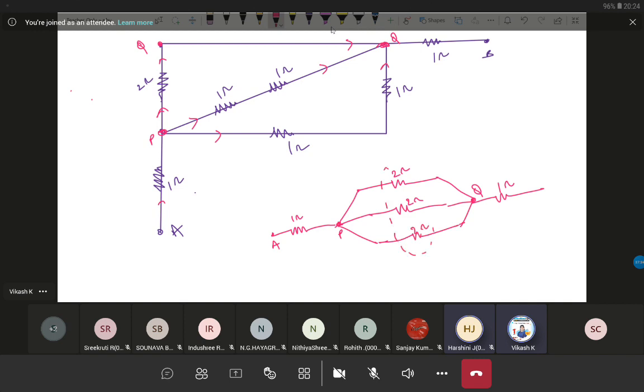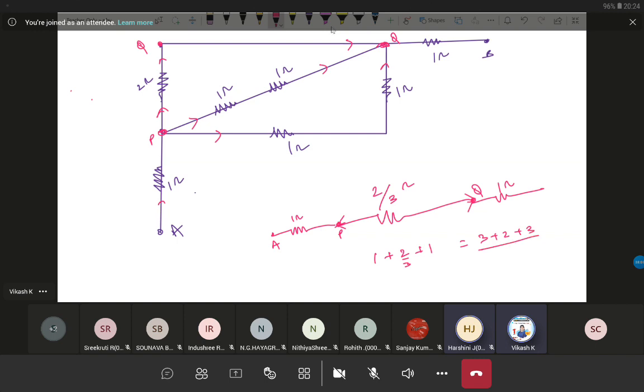Now if you look at these 3 resistances connected in parallel, what is R equivalent? 1 by 2 plus 1 by 2 plus 1 by 2, 3 by 2 equal to 1 by R, so R equals 2 by 3. So instead of all these, can I write only one resistance of 2 by 3 ohm? Now all these resistances are connected in series. So 1 plus 2 by 3 plus 1. So 3 plus 2 plus 3 divided by 3. So 3 plus 3, 6, 6 plus 2, 8, 8 by 3 ohm.